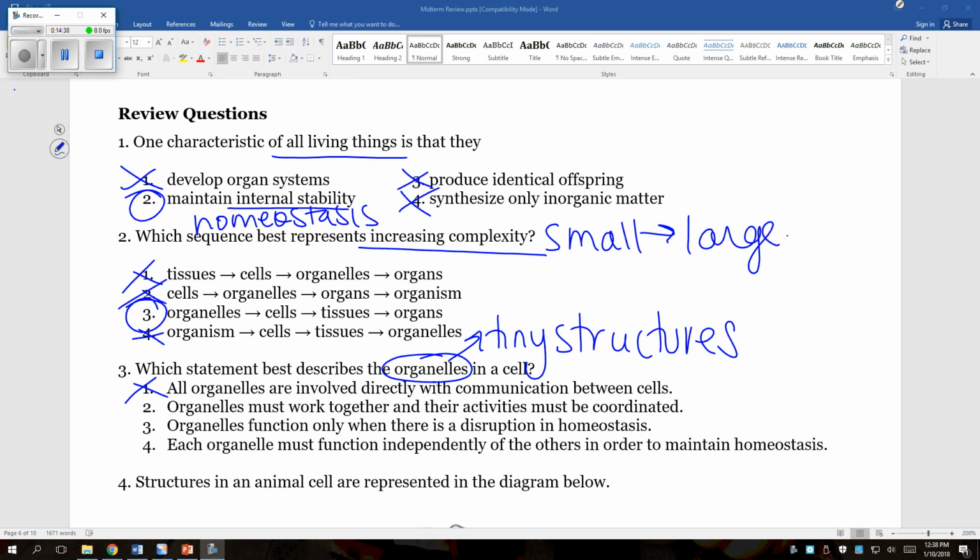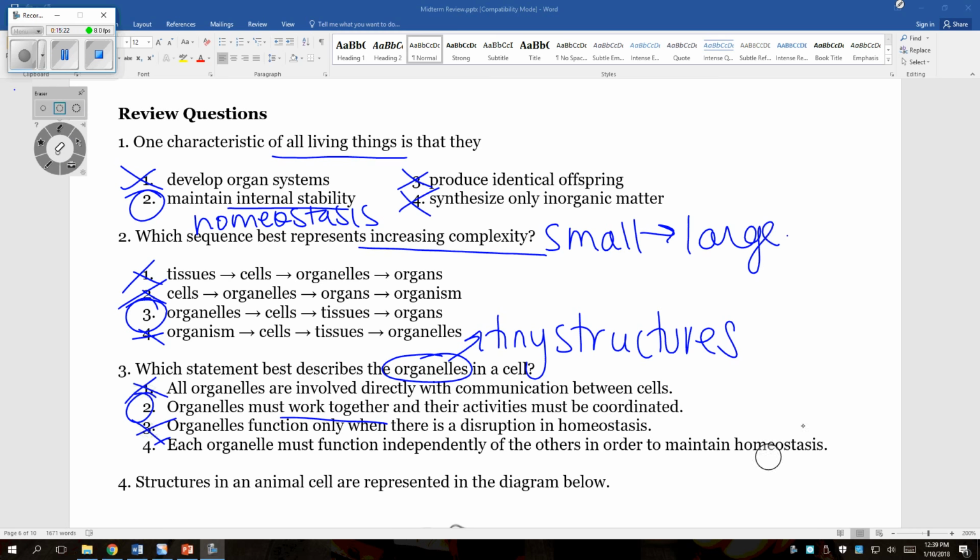Number 2 says organelles must work together and their activities must be coordinated. That means organelles are going to be working together in order to ensure that your cell is maintaining homeostasis. That sounds like it could be correct, but let's read the rest. Number 3 says organelles function only when there is a disruption in homeostasis. No, your organelles are working all the time. The whole reason why they're working is to ensure that you can maintain homeostasis. And then number 4 says each organelle must function independently. That means alone, without one another, in order to maintain homeostasis. And that is definitely not a good answer because every single organelle is going to have to work together in order to function properly. All right.